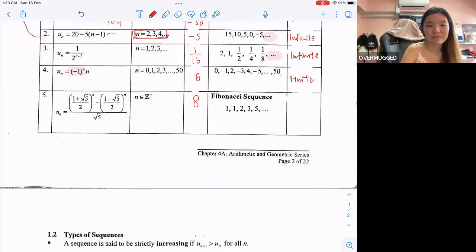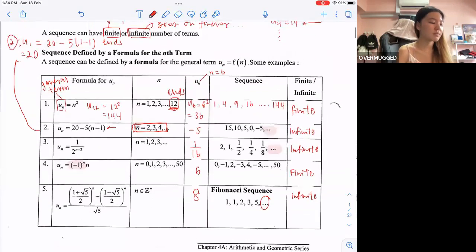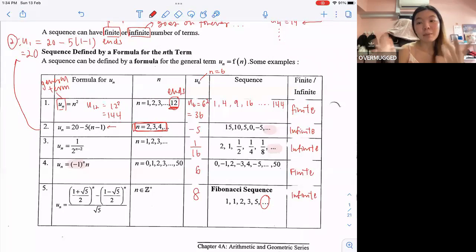Infinite. Very good. Okay, yes. So everyone can agree, right? It is an infinite sequence. Why? Because we have our dot, dot, dot over here, meaning that it will go on forever. Awesome. Okay, so give yourselves a pat on the back, right?